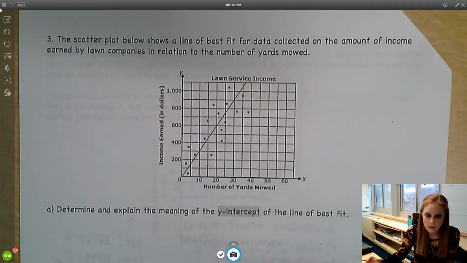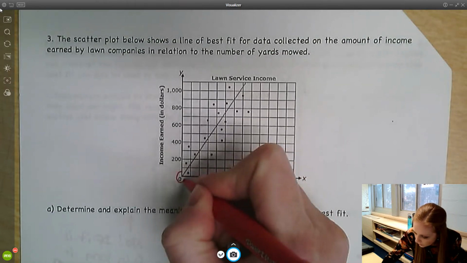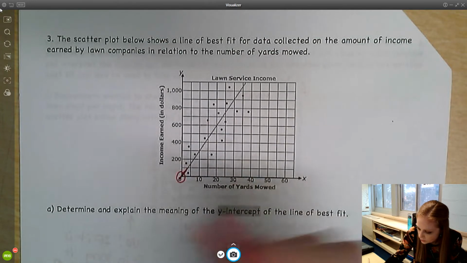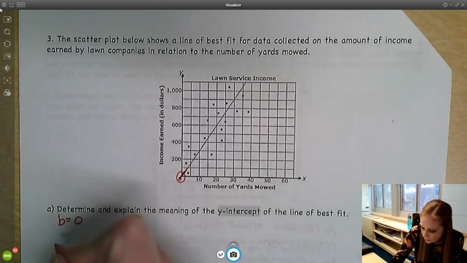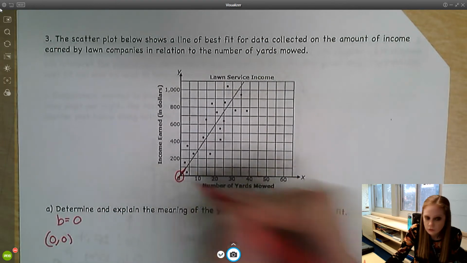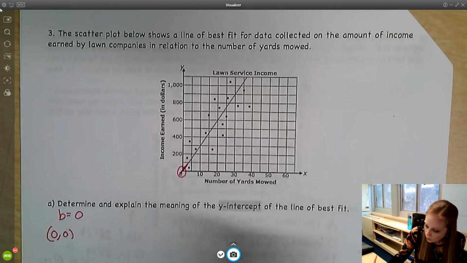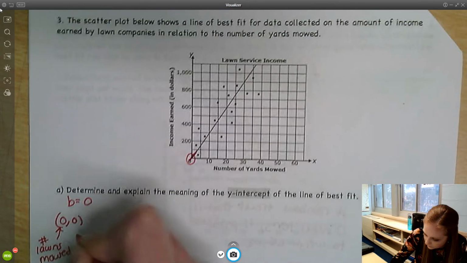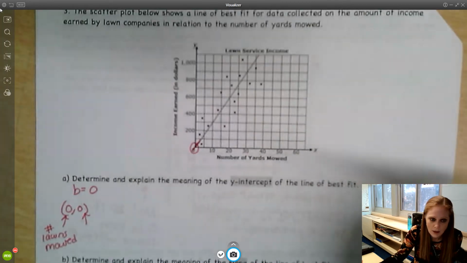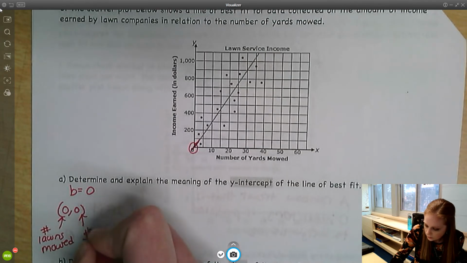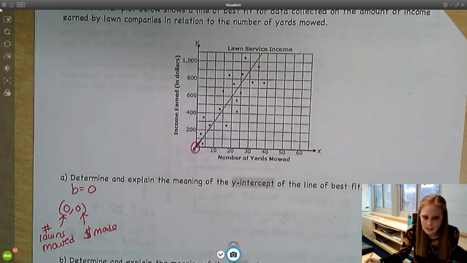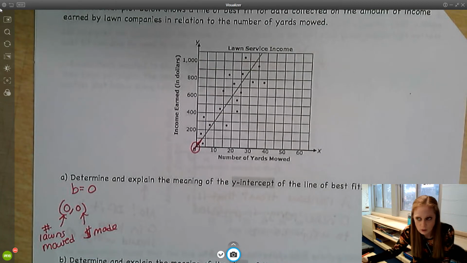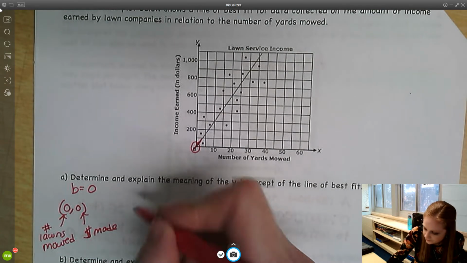Our y-intercept. There's no equation here, but we know that the y-intercept is where our line crosses the y-axis. So the b is 0. This line goes through the origin, 0, 0. So what that means is that our x is 0, so that would be 0 is the number of lawns mowed. And our y is our income, how much you make, $0 made. That makes sense. You mow 0 lawns, you make $0.